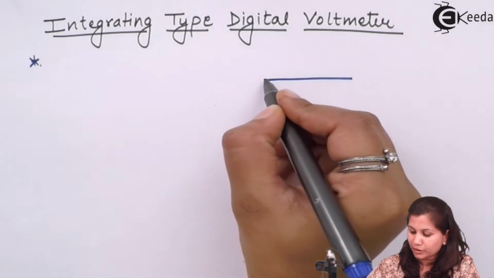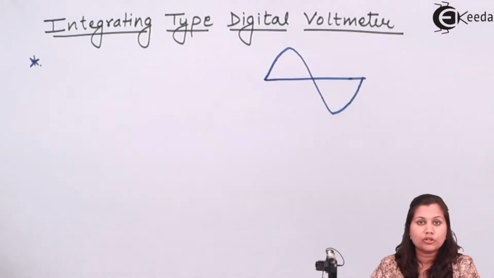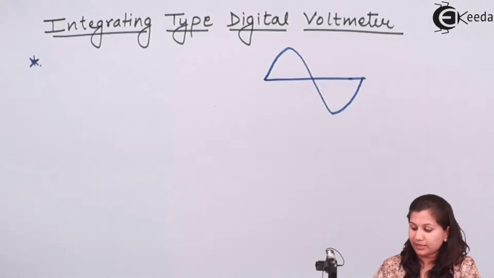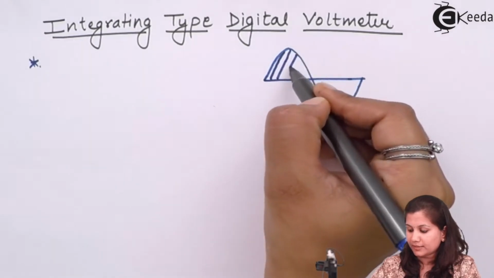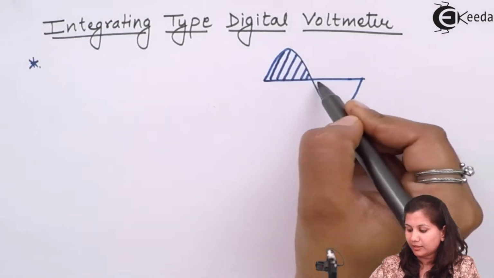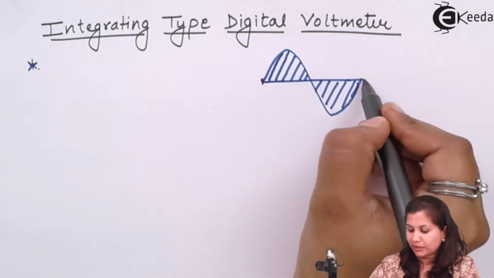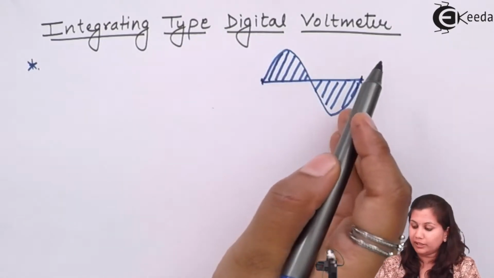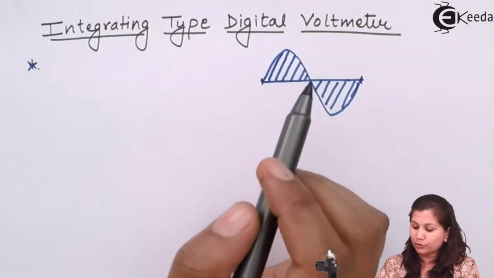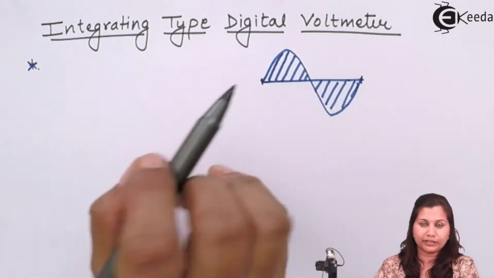that curve. Suppose that we have a sinusoidal wave. Whenever we use the term integration, what does that mean? That we are calculating the area which is covered under this curve over a fixed period of time. So this integrating type of digital voltmeter also measures the true average value of the voltage over a period of time.